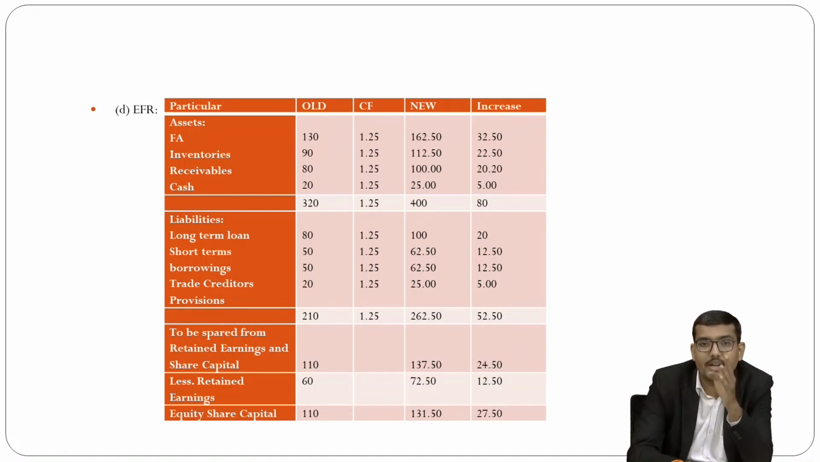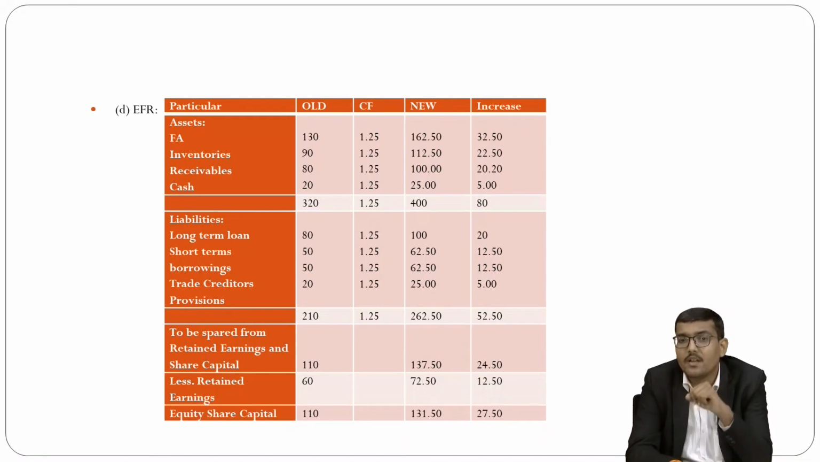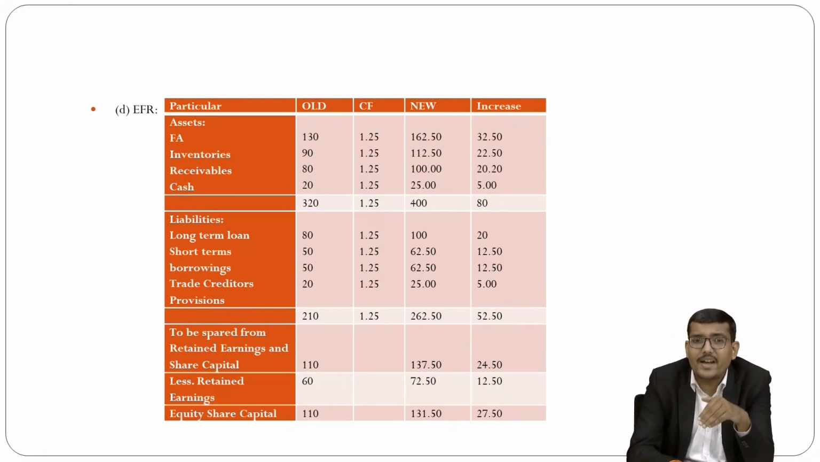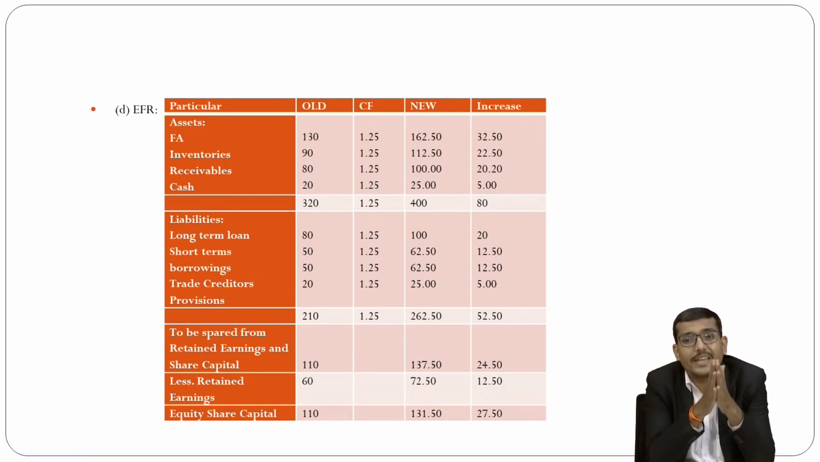So 130 multiplied with 1.25, you will get 162.50, and the difference between new and old, that is 130 and 162.50, will be determined as an increase level, that is 32.50. Next is inventories, that is 90 multiplied with the 1.25 conversion factor, so you will get 112.50. The difference between 112.50 and 90 will appear as an increase level, that is 22.50.